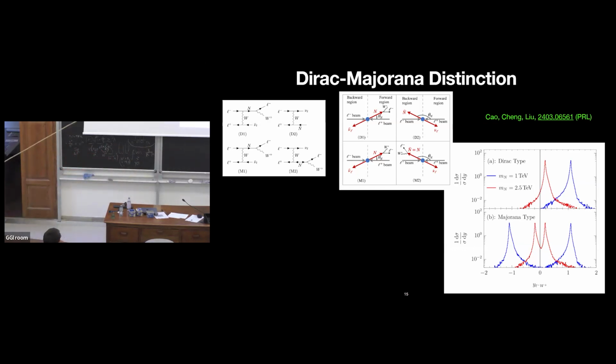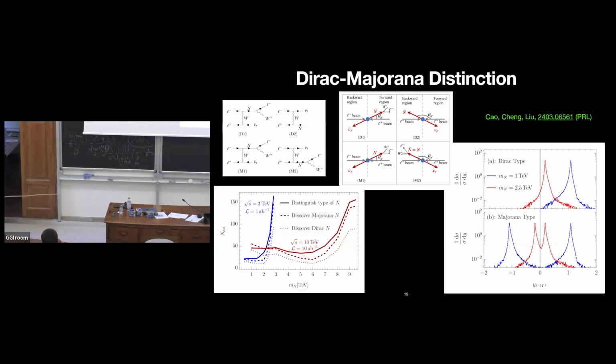Now, if you make the mass larger and larger, then this distinction diminishes, simply because once this guy becomes very heavy, it's almost produced at rest, and then forward versus backward won't matter much, right? That's why for a very high mass it's going towards the left, and if you keep increasing this mass, then it will be just over here. But for some masses, you do have the sensitivity to distinguish between Dirac and Majorana.